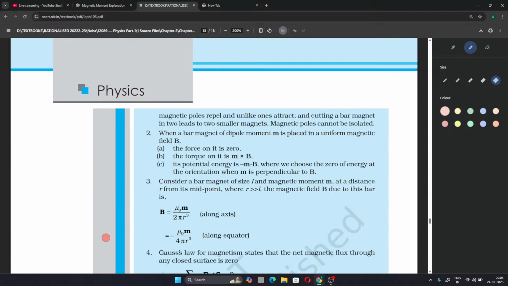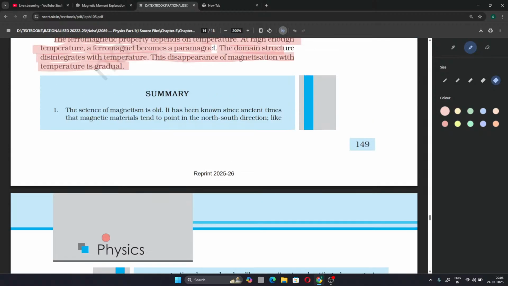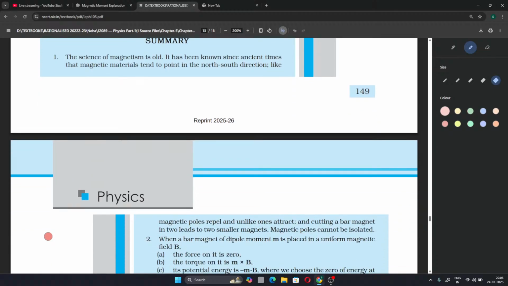Okay, let's see the summary. It was quite an interesting chapter, I guess, at least the last few pages. The summary: the science of magnetism is old. It has been known since ancient times, thousands of years ago.